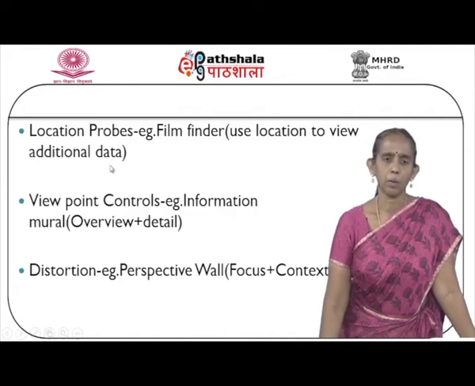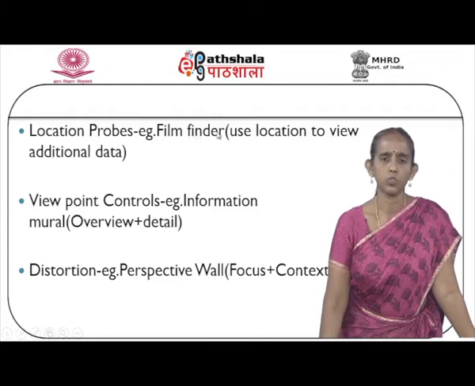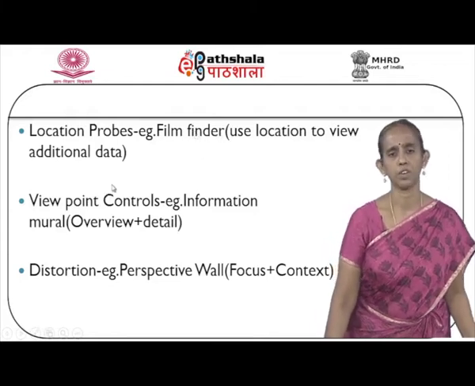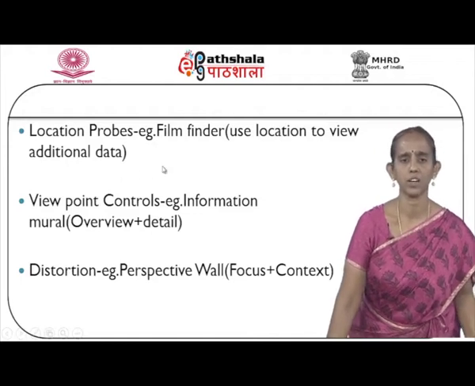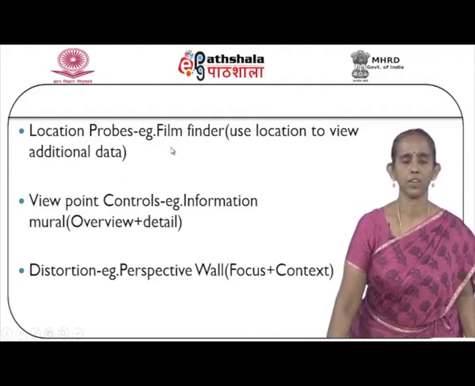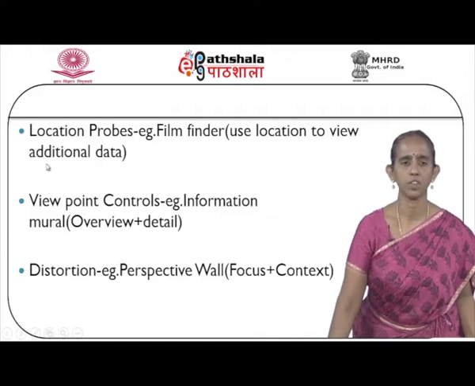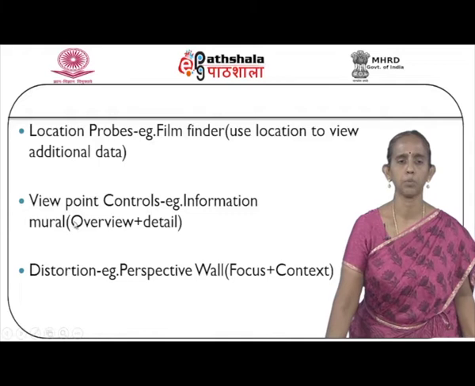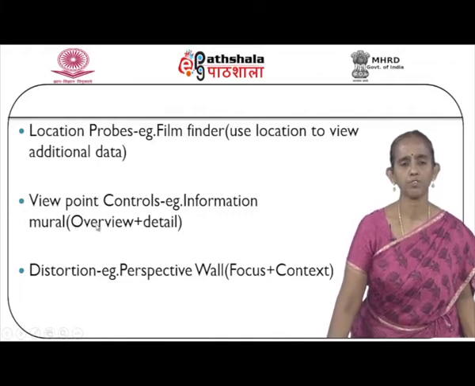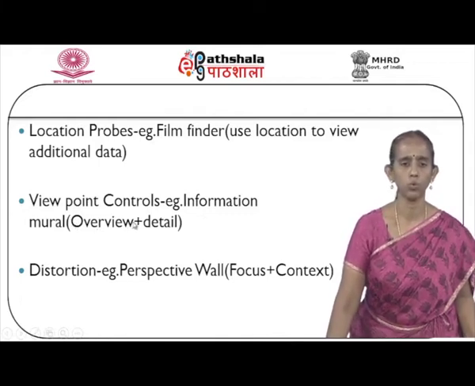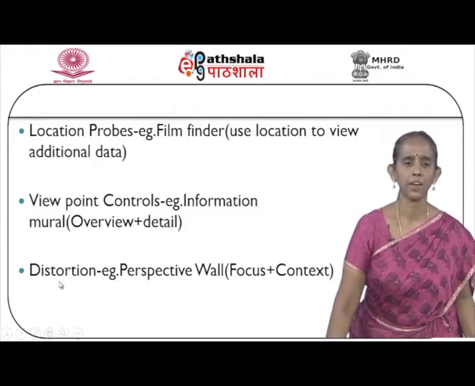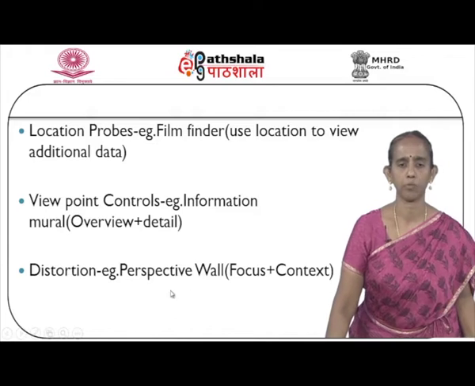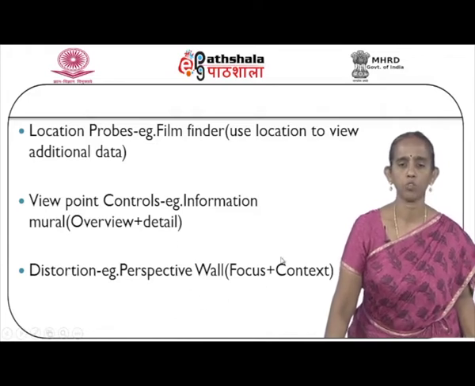Then there are other examples like location probes, an example of which is a film finder, which uses a location to view additional data, to get certain information about certain films. Then we have the viewpoint controls. Examples are information murals. In these kinds of information murals, we can get the overview data as well as the detailed information. Then we apply distortion techniques. Examples are perspective walls, where we apply the focus plus context approach.